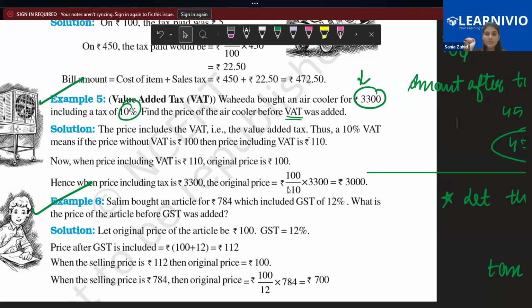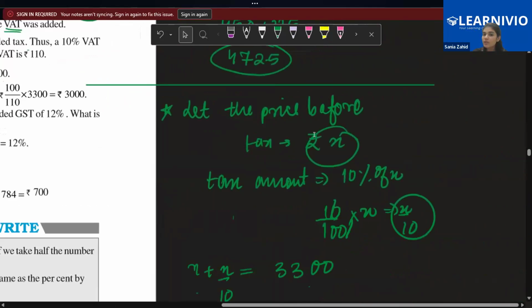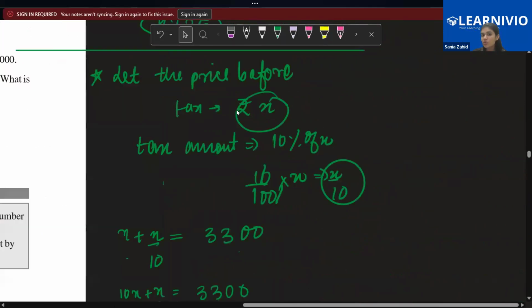That means, children, if I am able to calculate the percentage amount, I can subtract it. Or one more method can be, let's assume the price of the air cooler to be X. Then you do 10 percentage of X, calculate the tax amount. So tax amount becomes X by 10 rupees, because the price before the tax I'm assuming to be X rupees. So 10 percentage is the tax amount, 10% of X. So your amount becomes 10 by 100 into X. So that becomes X by 10, right? This much do you understand? How did I calculate tax amount?